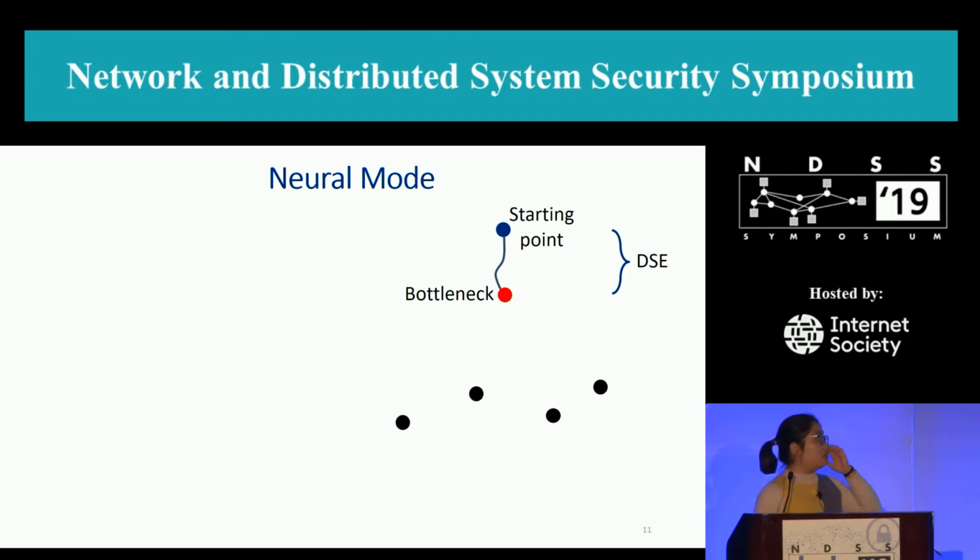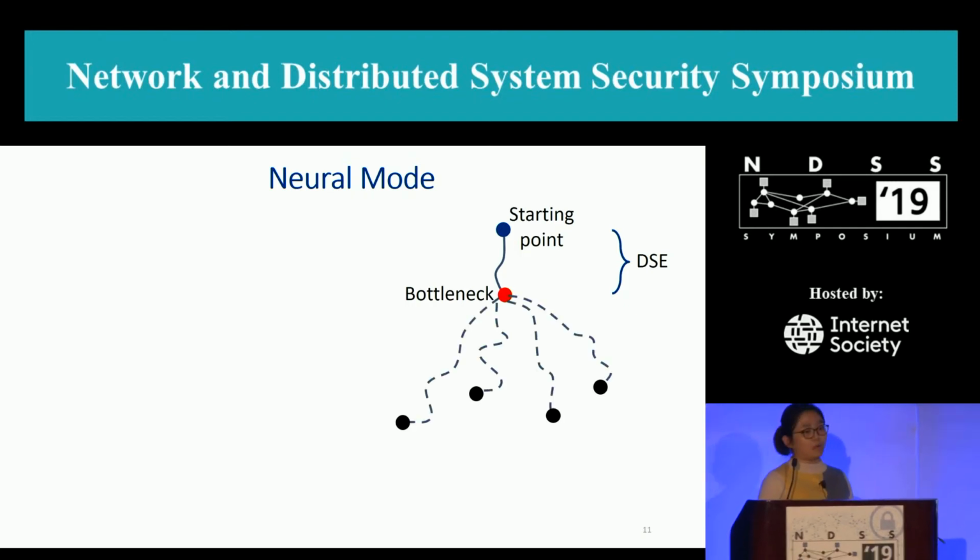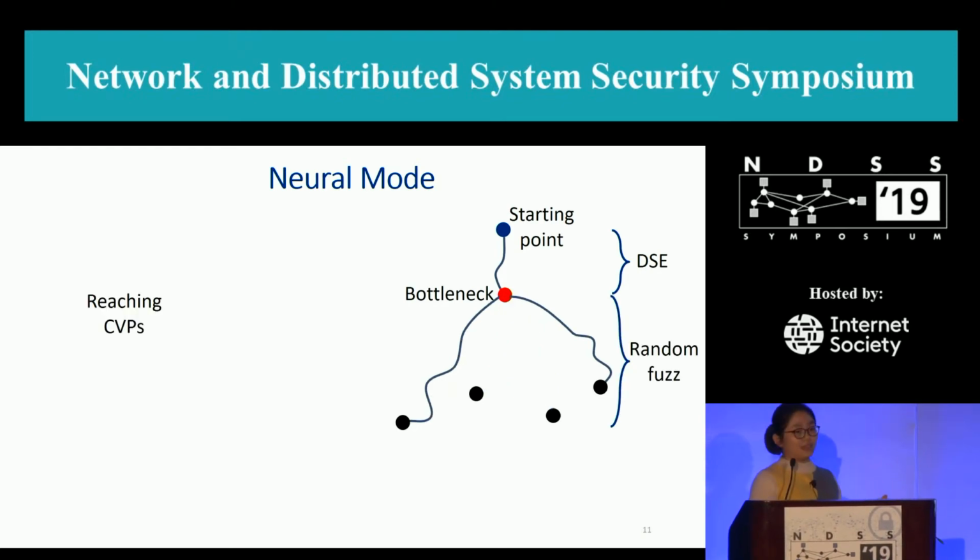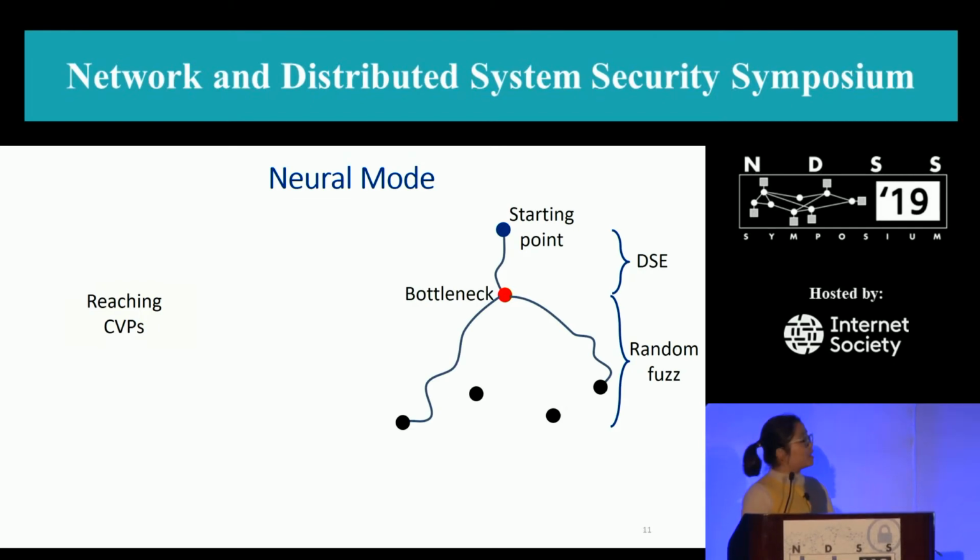So given the bottleneck encountered by DSE and the candidate vulnerability points, neural mode will first randomly mutate the concrete states collected by DSE and concretely execute the programs to check which CVP is feasible from the bottlenecks. Then it will continue this random mutation process to generate as many IO examples as possible.